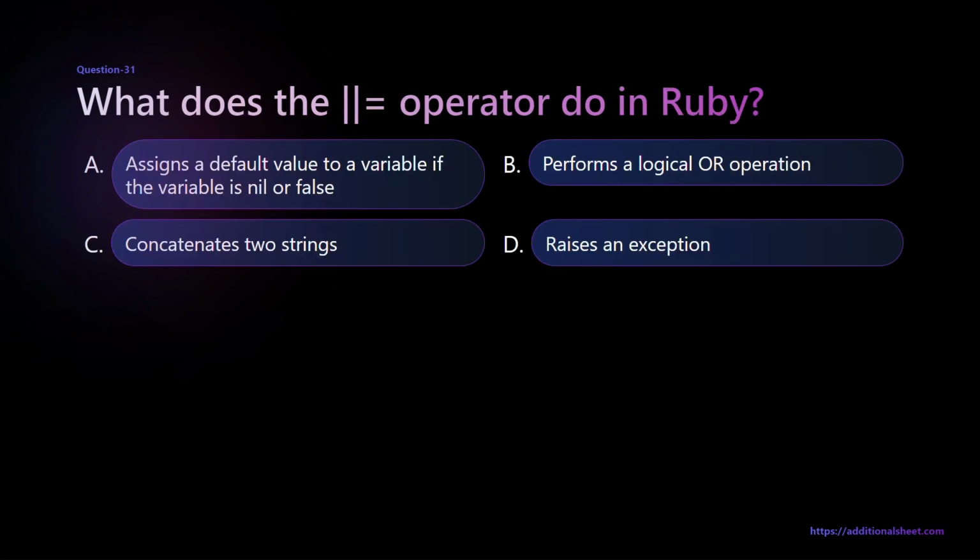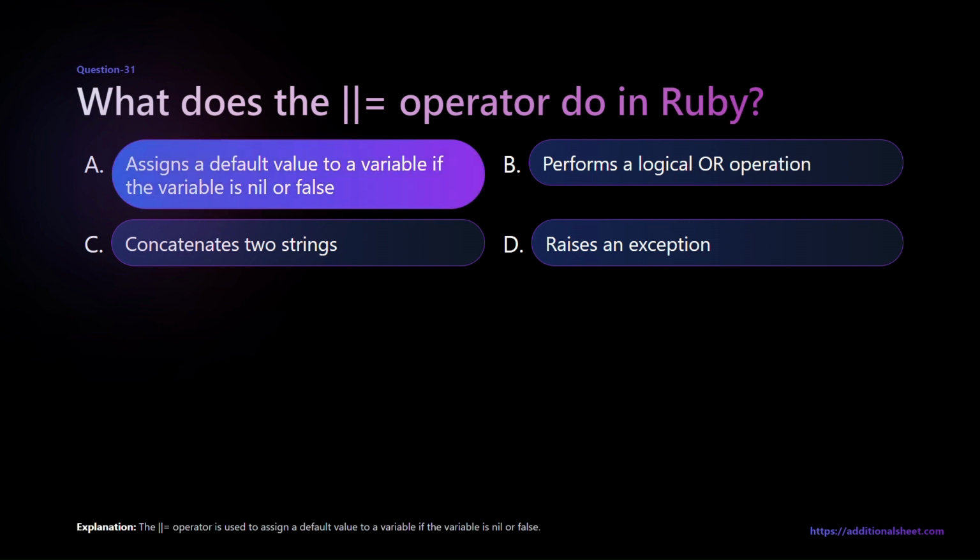What does the ||= operator do in Ruby? Option A, assigns a default value to a variable if the variable is nil or false. Option B, performs a logical OR operation. Option C, concatenates two strings. Option D, raises an exception. The correct answer is option A, assigns a default value to a variable if the variable is nil or false.